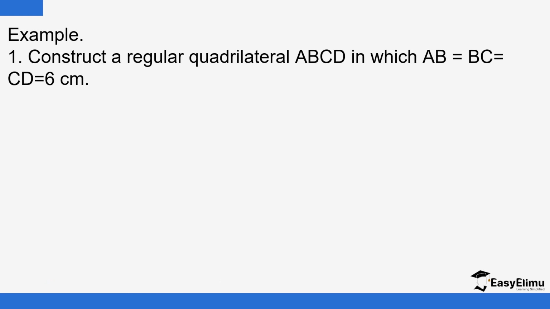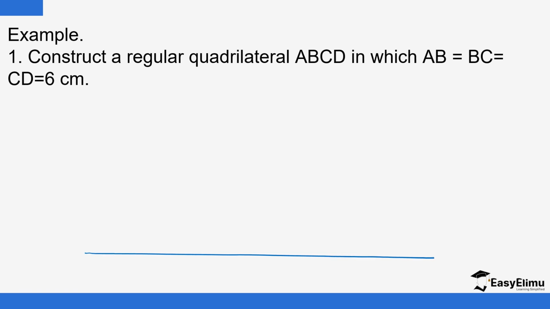So we have another example here where you are supposed to construct a regular quadrilateral ABCD. So all the sides are supposed to be 6 centimeters. So you do the same thing. So first of all, you have to draw the line. So you have to start with this line.